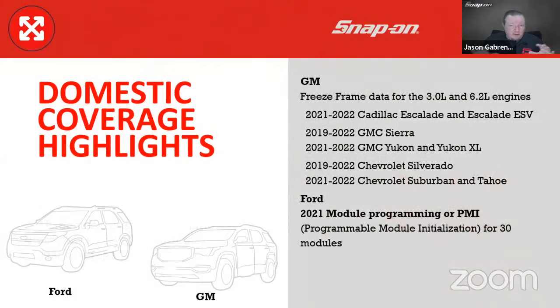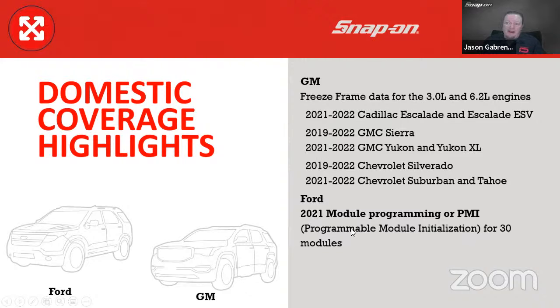Now let's get into a little bit more specific, and then we'll get very specific when we get live on the tool in a little bit. But as far as domestic additions, for GM, freeze frame data. Freeze frame data is always very important. When I have a code, I want to see that snapshot, what was happening at the time that that code set. So we have integrated freeze frame data for the 3-liter and the 6.2-liter engines. Looks like on a lot of GM trucks. We got Silverados, Yukons, Escalades, Suburbans. All right, so any of the fairly new model years too, like the last 3 years.